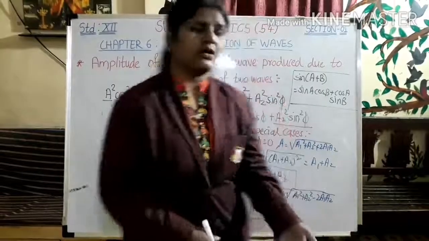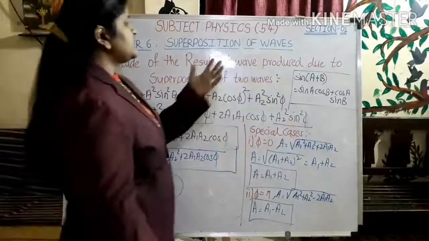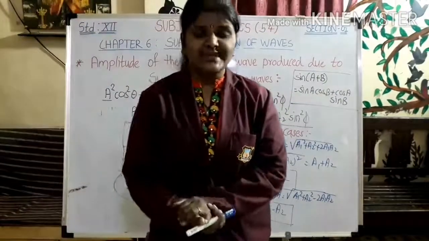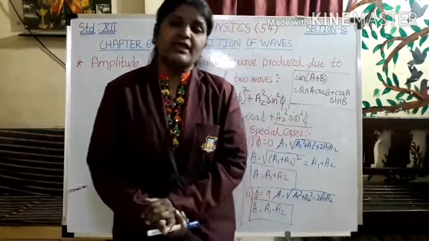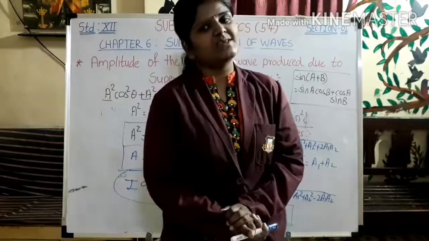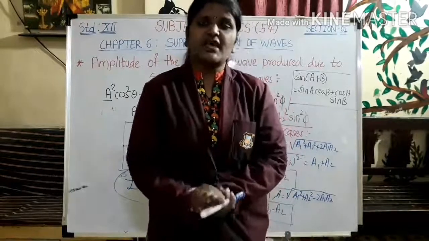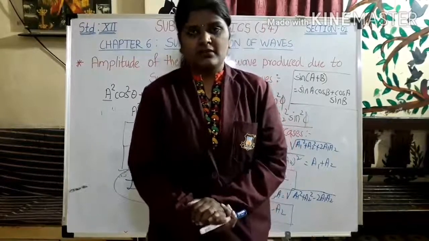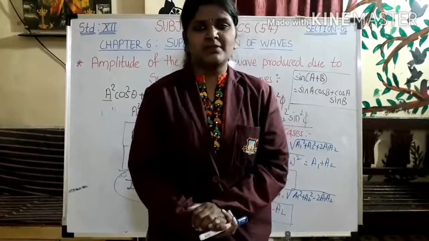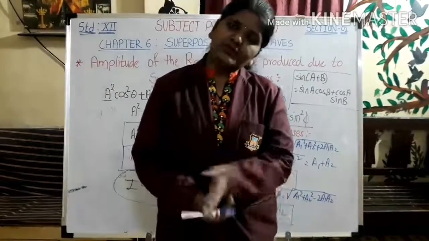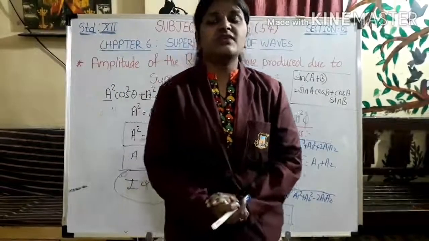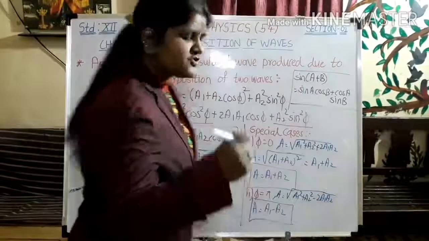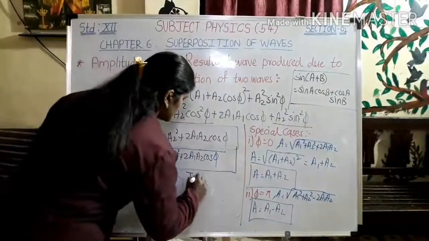Okay, so this is all about the amplitude of the resultant wave produced due to superposition of two waves. What is that? A is equal to under root a1 square plus a2 square plus twice a1 a2 cos phi. Then we put values for phi as 0 and pi, and after that we got maximum and minimum values of amplitude. After that, we have calculated the maximum and minimum values of I also. So I will just write over here, what will be I max?